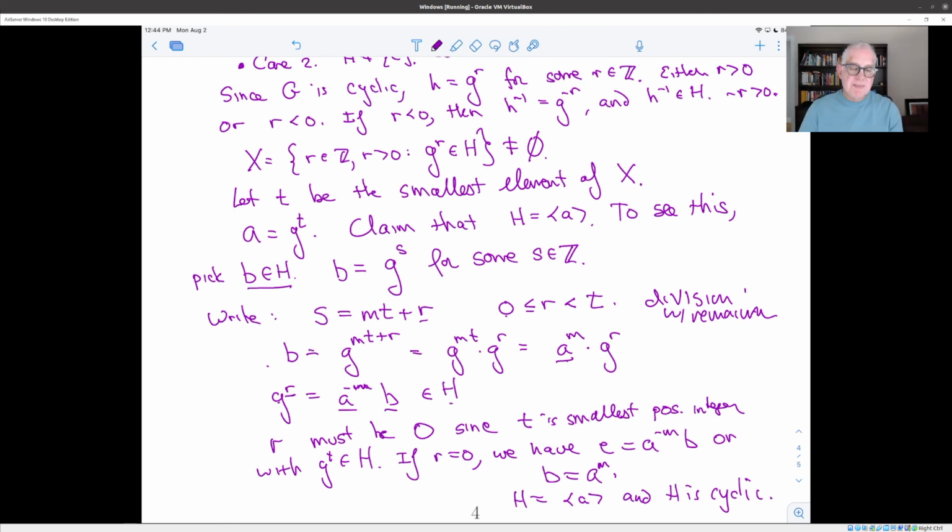So in some ways, this may be the most sophisticated proof that we've done in the course so far. And it's really more about the integers than it is about the group. It really uses the well-ordering principle.